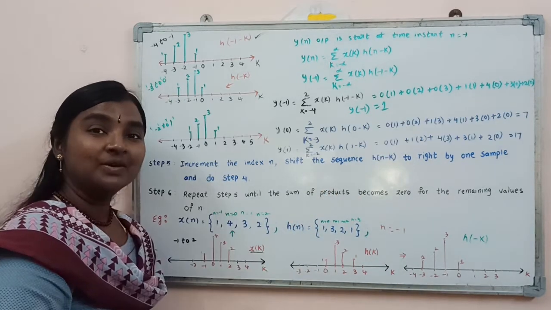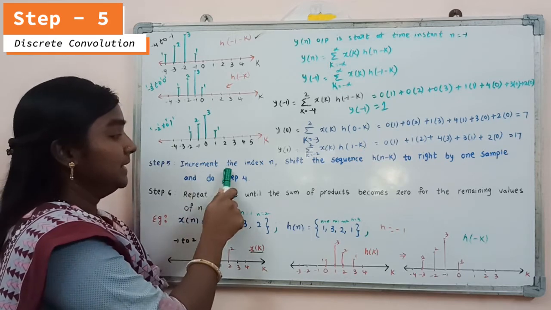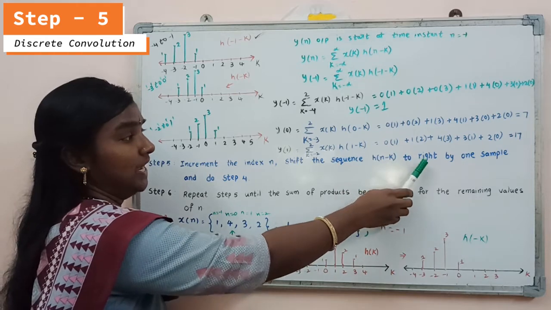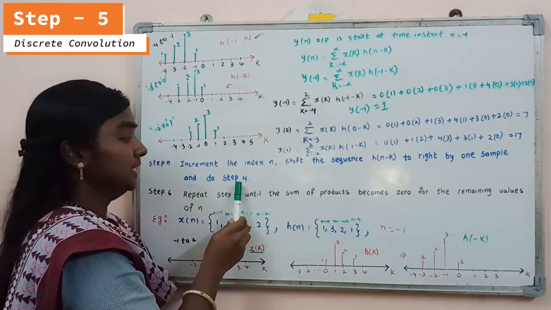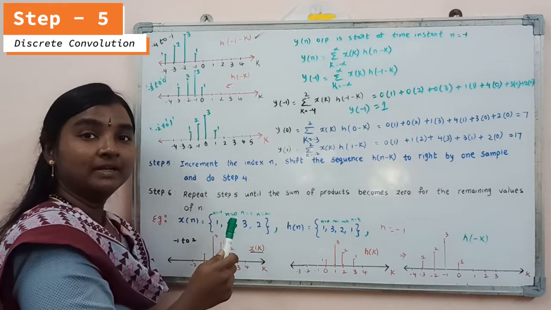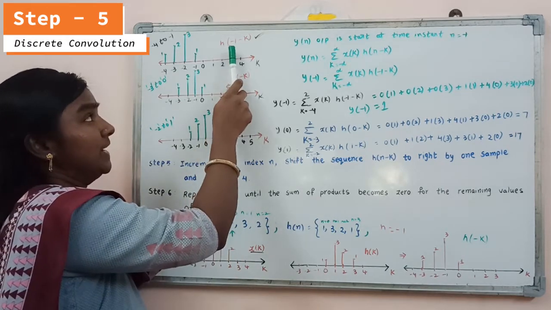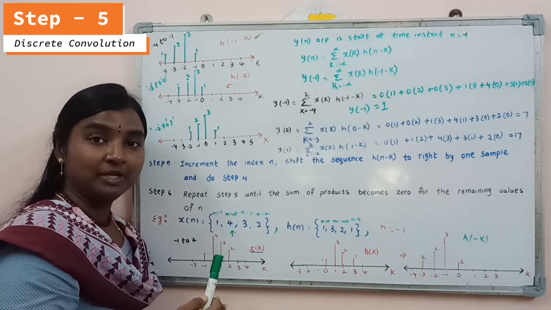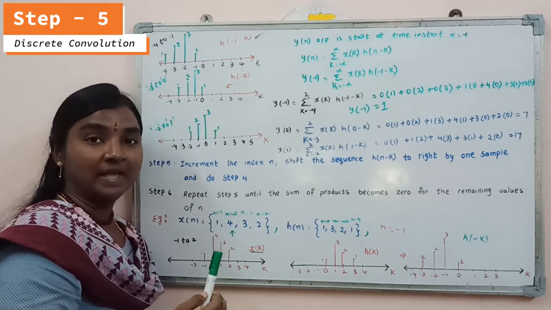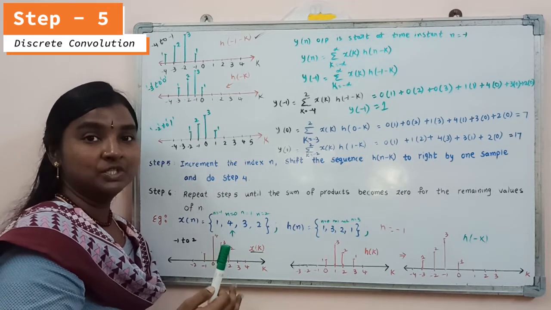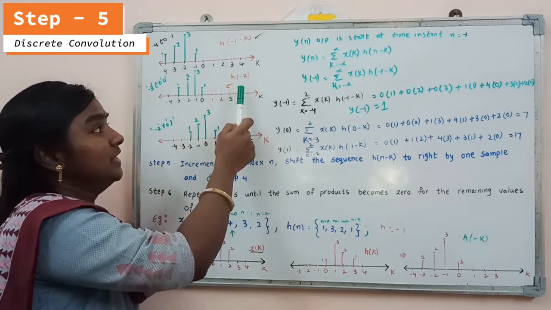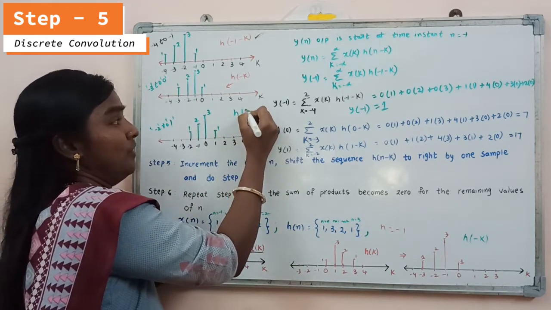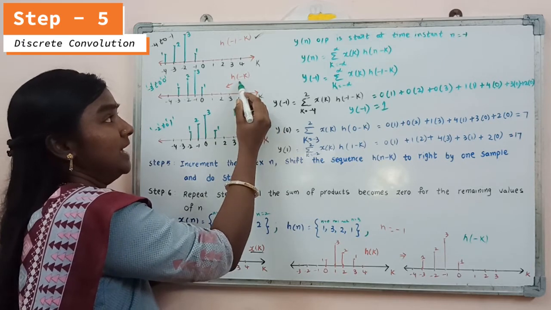Now coming to step 5, increment the index n, shift the sequence h of n minus k to right by one sample and do step 4. Now here we are going to shift the h of -1 minus k signal towards right side to find out further amplitudes like y of 0, y of 1, y of 2 and so on. So here we shifted this signal towards right side like h of 1 minus k from the signal h of minus k.